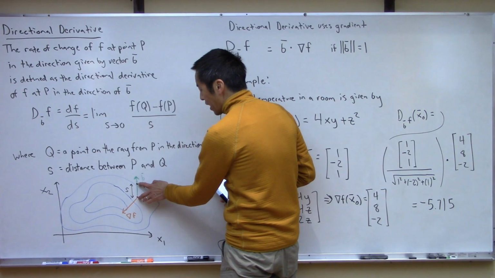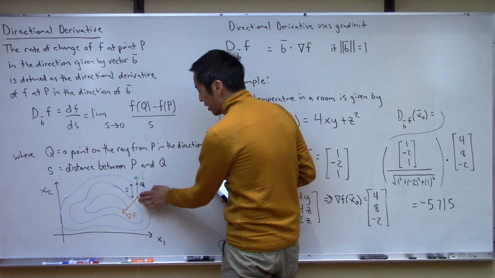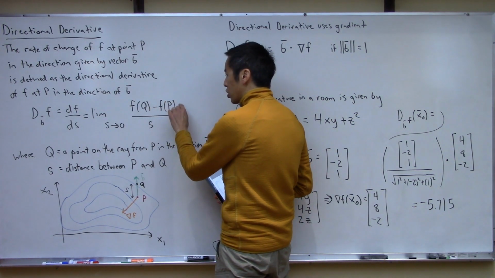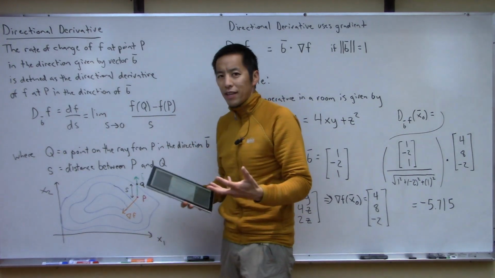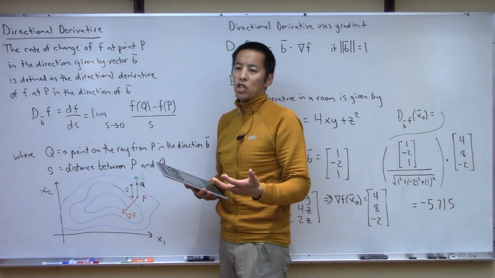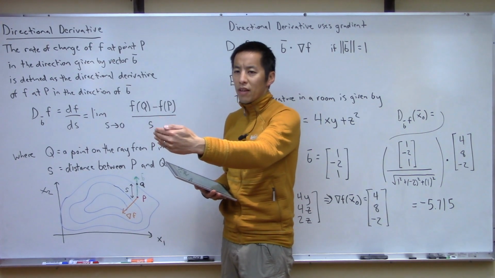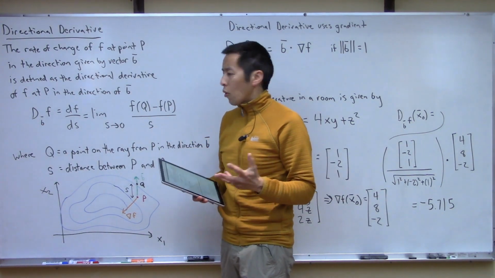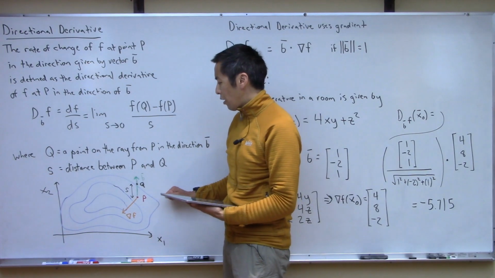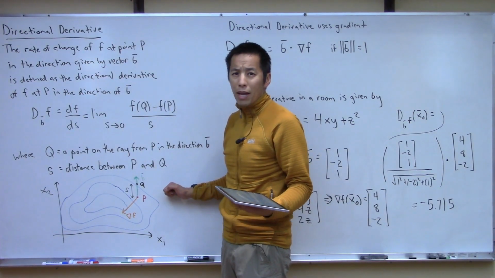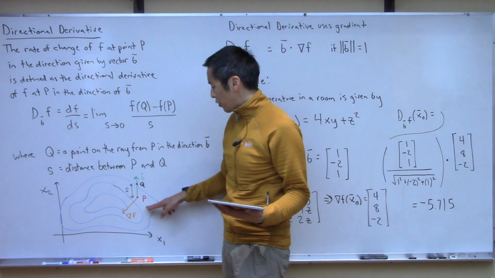And now, as I take this distance and shrink it down to 0, you can see how this terminology of rise over run is basically giving us how much the function changes for a given distance in that direction, right? So that's the concept of the directional derivative. It makes good physical sense, especially in this context.